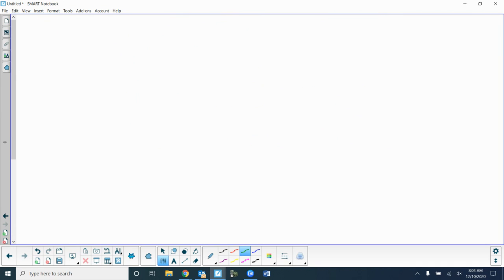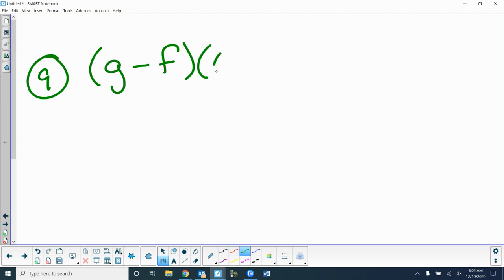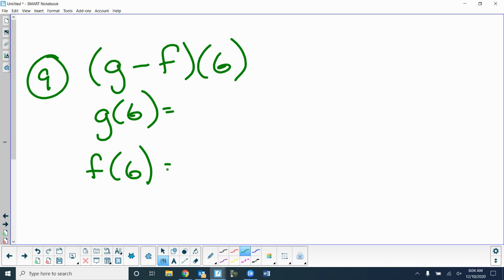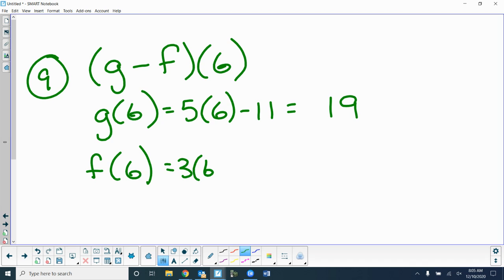All right, let's do the second half. We got 3 different functions now. Number 9 is subtraction of 2 functions. So I'm going to do g of 6 and f of 6, and then I'm going to subtract them. G this time is 5 times x, so 5 times 6 minus 11, and that's 30 minus 11, that's 19. And then f is 3x squared, so 3 times 6 squared plus 17.